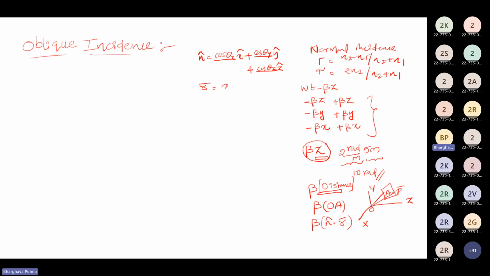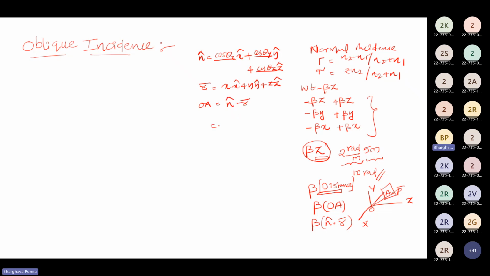That general point can be represented with x x cap plus y y cap plus z z cap. So it is one vector, n cap is the other vector. In between these two, the dot product can be done. The dot product will give the projection, that is the distance exactly. So OA is equal to, it is not a vector, it is just a scalar. It is the dot product between n cap and r bar.